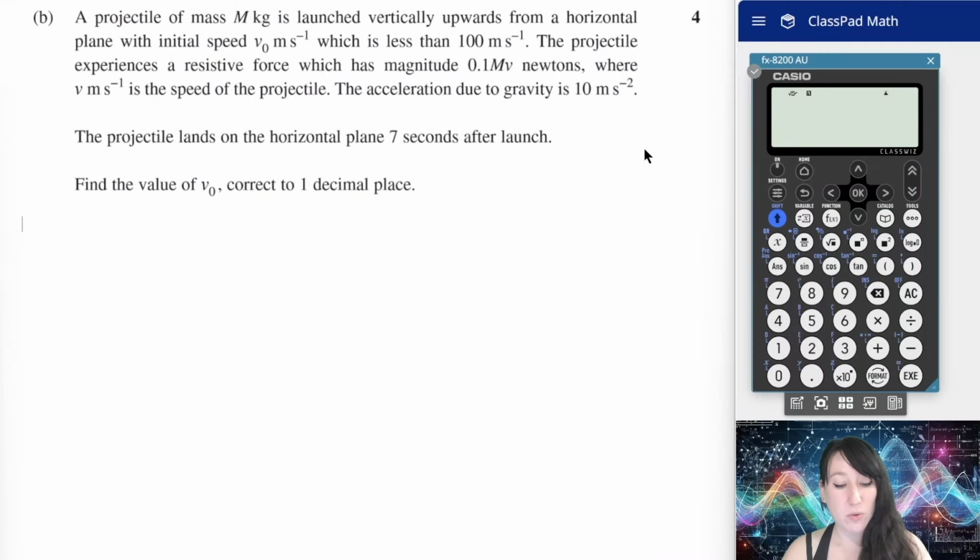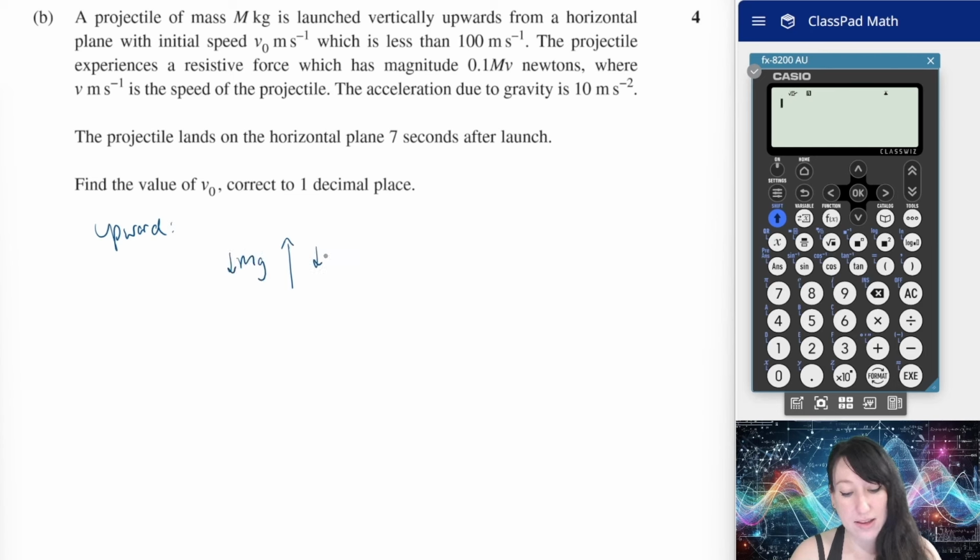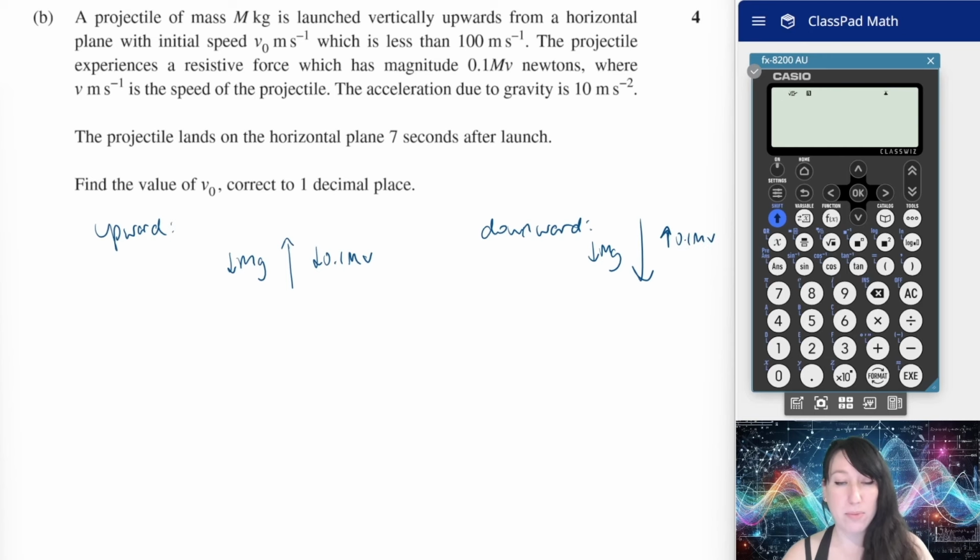Okay, with this kind of question, we're going to have both the upward journey and the downward journey to worry about. So on the upward journey, we're going to have mg and 0.1 mv acting both in the opposite direction to the upward journey. Downward, mg in the direction of travel and 0.1 mv opposite to it. All right, let's start with the upward journey.